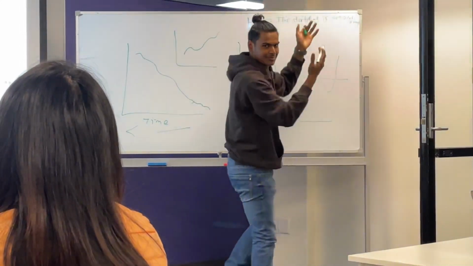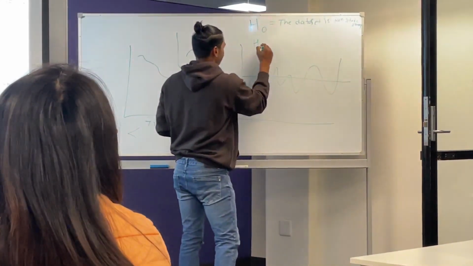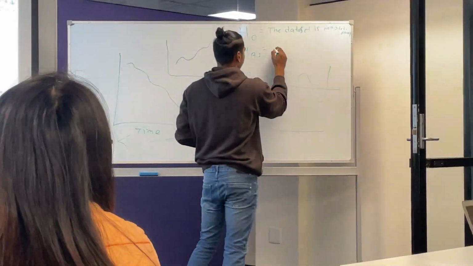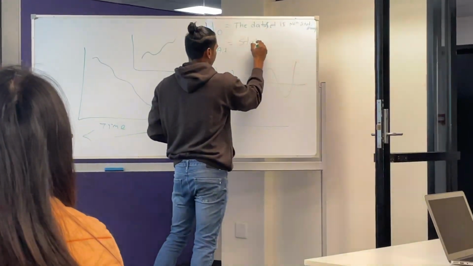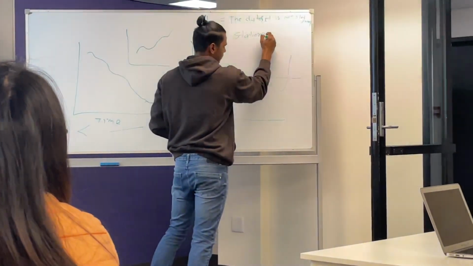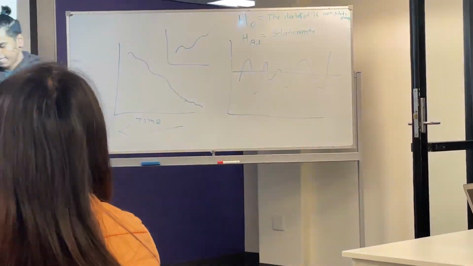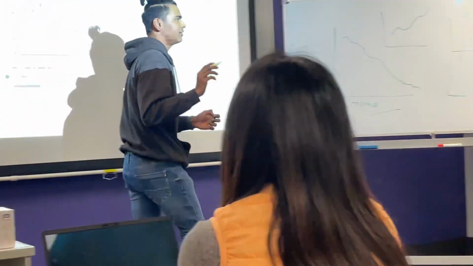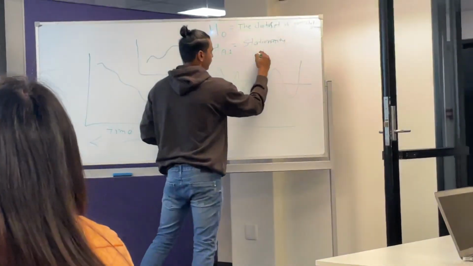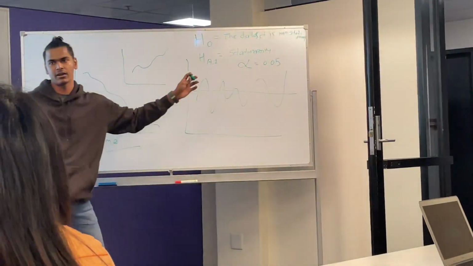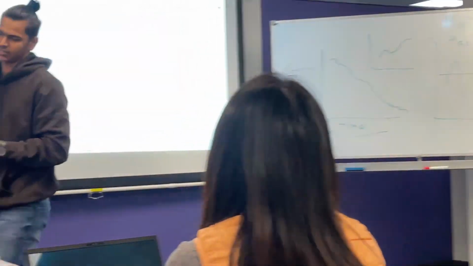And we can also write HA or H1, whatever you want to call it. And H1 is that stationarity is there in our data set, right? You all got this concept, right? So for example, our significance level alpha is going to be 0.05, which is pretty much used by all people to find whether data is stationary or not.